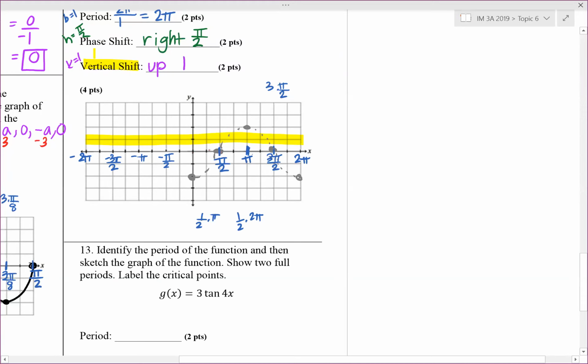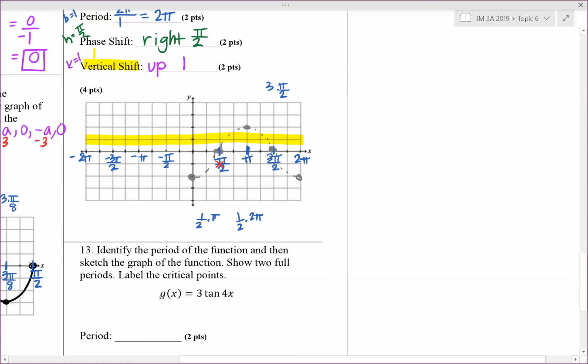Okay, so right pi over 2 is right 2. And then up 1 is up 1. So again, if I was moving it pi, then I would move it right 4. So see how that works based on your x-axis. So I'm going to start on the left and move right pi over 2, up 1.